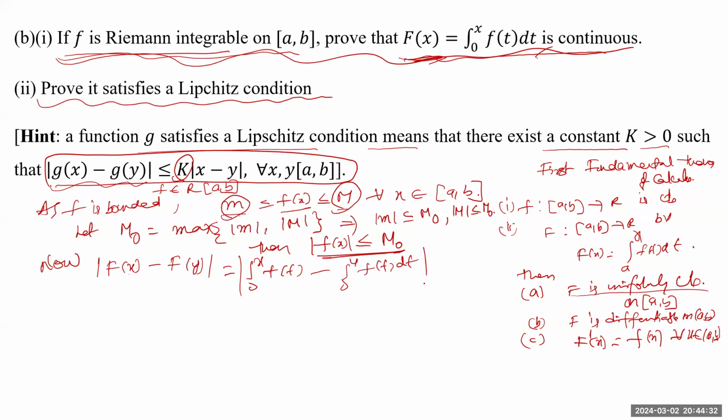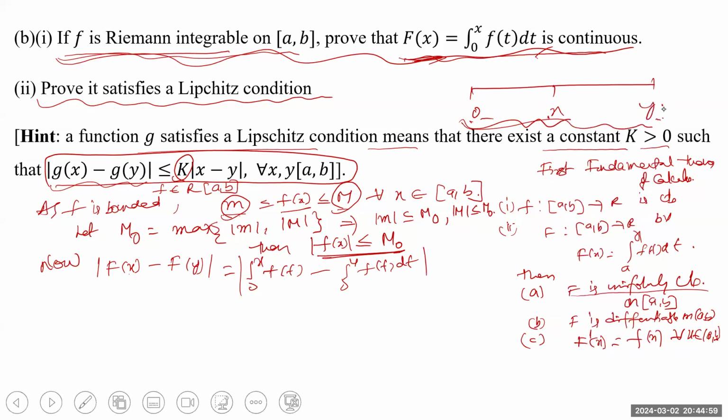Right? So here, let us say x is less than y, for the sake of this. This is 0, this is x, this is y. Integral 0 to x and integral 0 to y: when we subtract integral 0 to x from integral 0 to y, you will get integral x to y. Okay, no problem. You can take y and x, that's why I am taking the modulus. So this is less than or equal to modulus of integral x to y f of t dt.